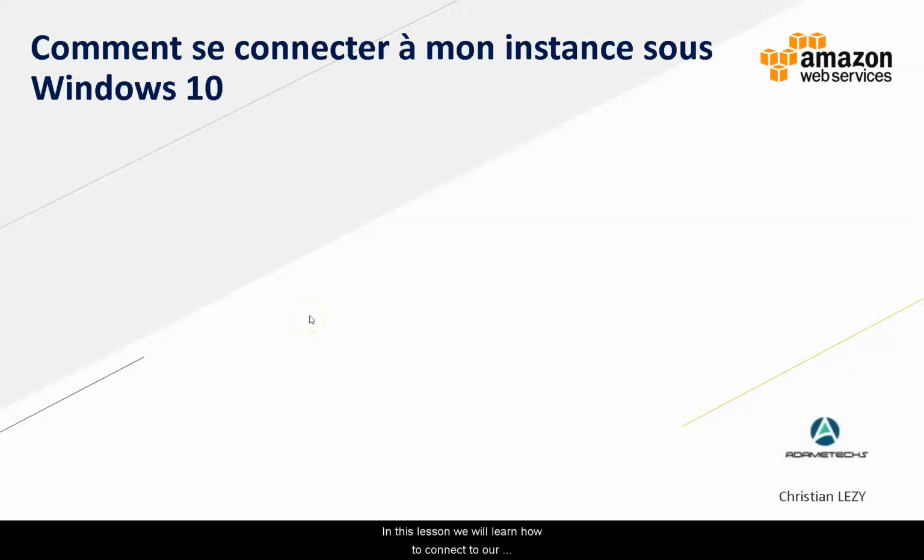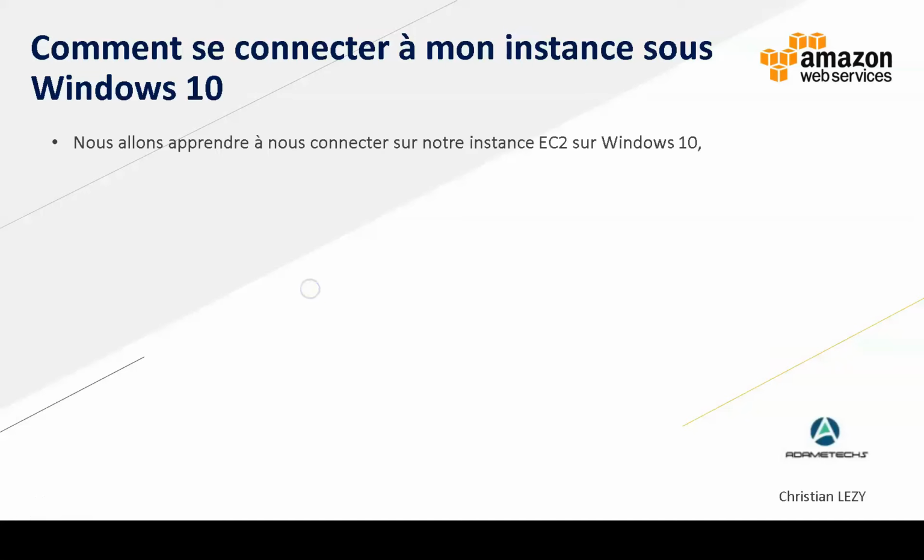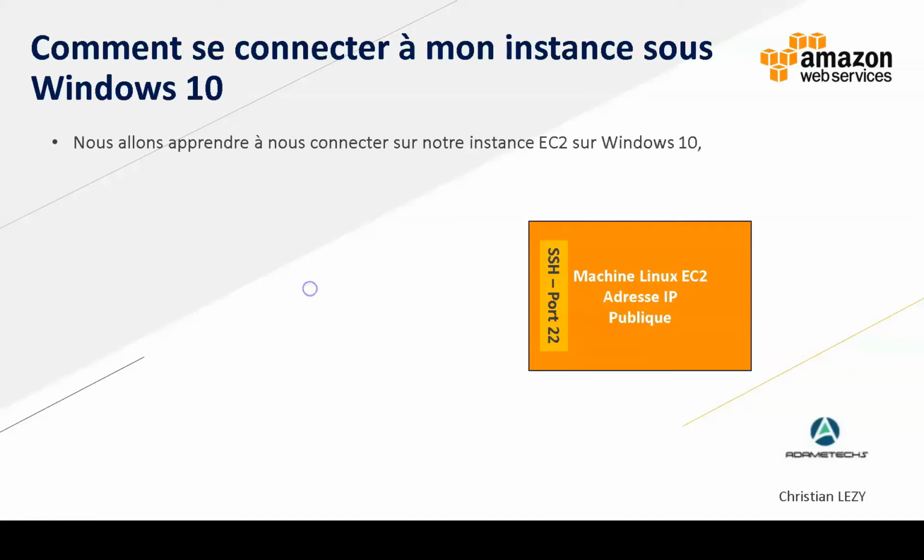In this lesson, we'll learn how to connect to our instance through Windows 10. We have our Linux EC2 machine on AWS with a public IP address, and remember, there is a security group that allows us to communicate with this machine from port 22.